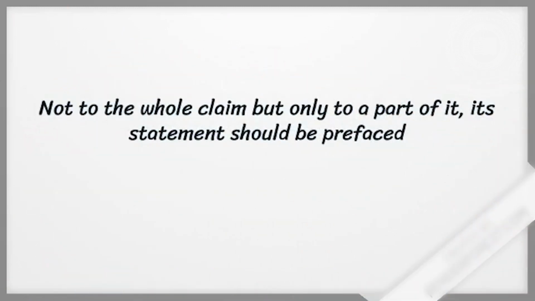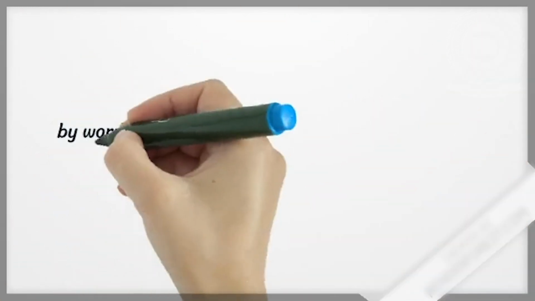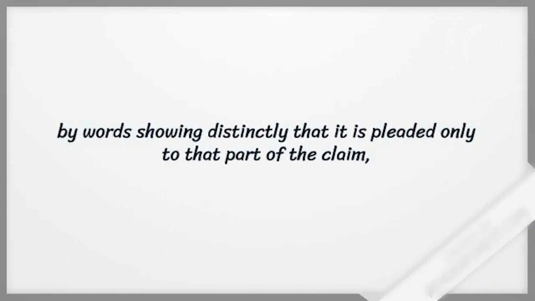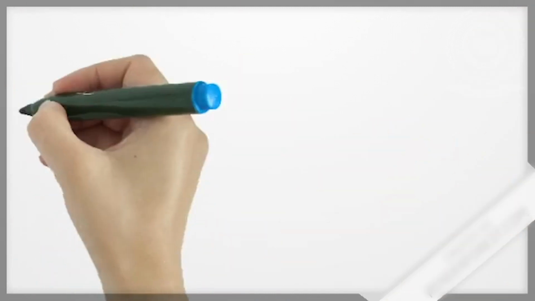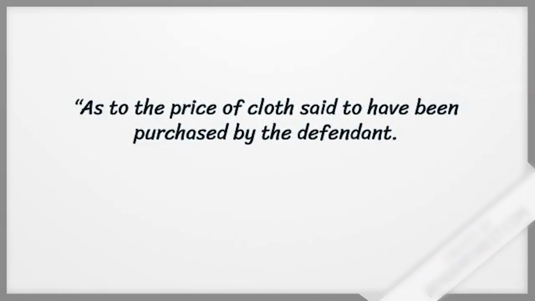And when the ground is applicable not to the whole claim, but only to a part of it, its statement should be prefaced by words showing distinctly that it is pleaded only to that part of the claim. Thus, as to the mesne profits claimed by the plaintiff, the defendant contends that, etc., or as to the price of cloth said to have been purchased by the defendant.